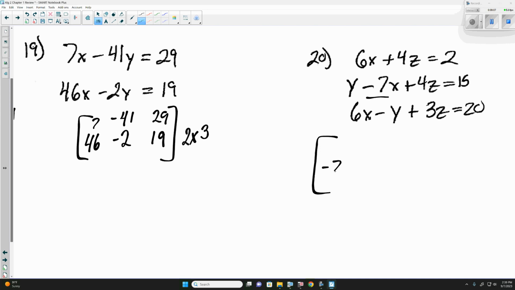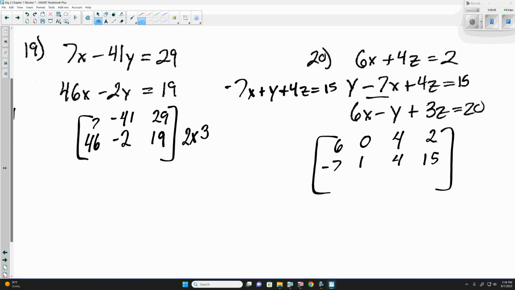I'm going to do the middle one first. The y value is 1, z is 4, it's equal to 15. I don't necessarily have to rewrite it, especially if we can see how to flip it around. If it does help to rewrite it as -7x plus y plus 4z equals 15, that works too. Now our top equation, we'd have 6 for x, 0 for y, 4 for z, and 2. And the last one's going to be 6, -1, 3, 20.